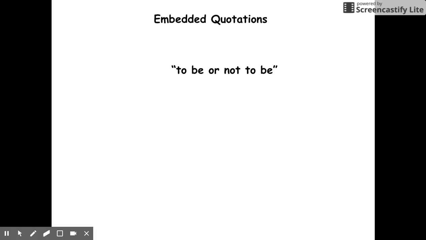Now, I want to get away from introducing quotes by "I know this because," or having a quote in a sentence by itself. So here I have a quotation, "to be or not to be." I need to firstly introduce that quotation. So I have the quote, for example. I've introduced the quote.